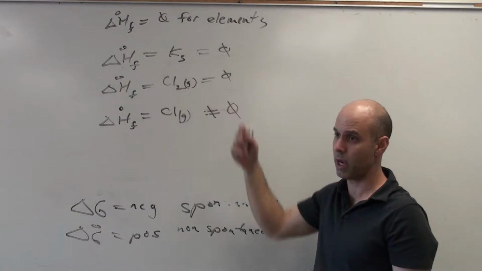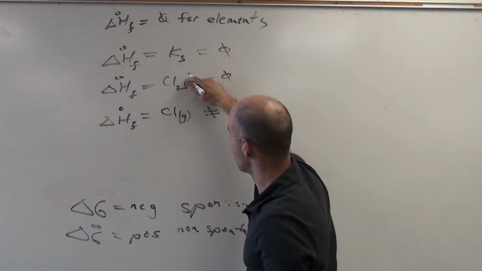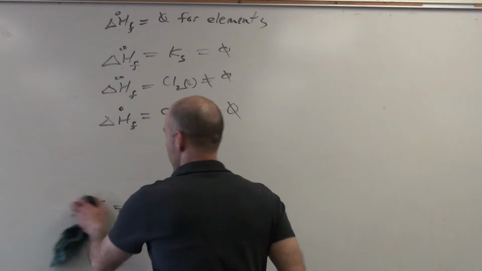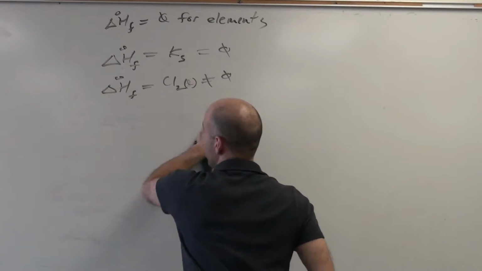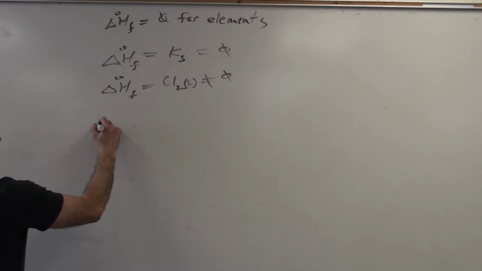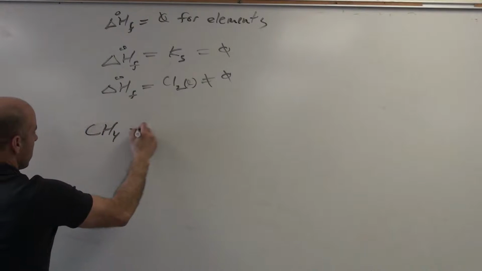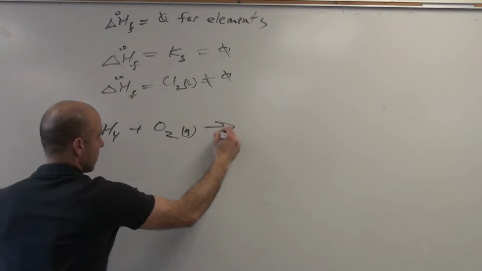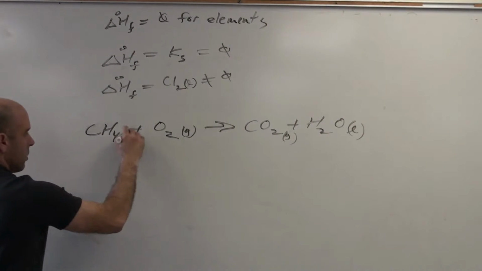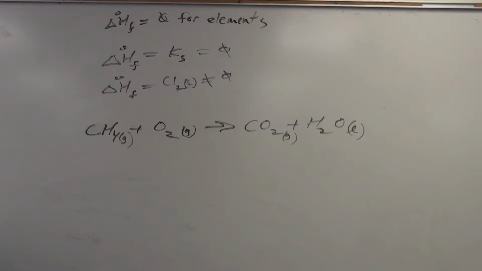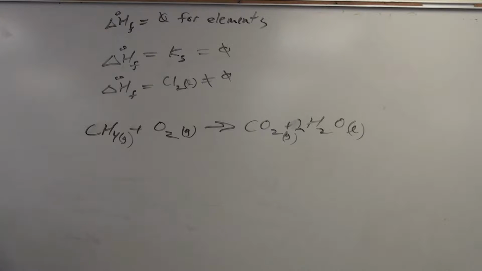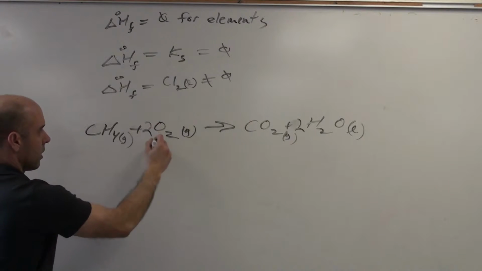Okay, so elements in their most common states. If it was liquid chlorine, it would not be 0, okay, because it's not the most common state. And so you look up the delta H of formations, and you use that then to calculate how much heat is released in a reaction. So if I had a reaction like CH4 plus O2, balance it out. I'll need a 2 here. And I think that's good. No, I need a 3 halves here, because I need 3, no, I need a 2 there.